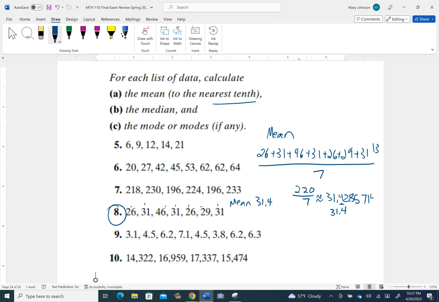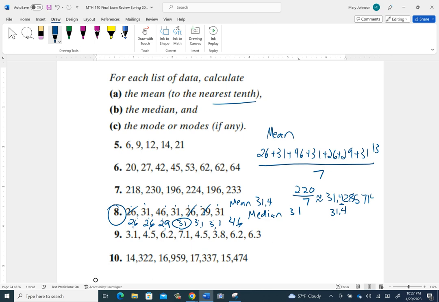The thing with median that people always mess up on is you got to be in order. So it's 26 and then another 26. 29 is next. Okay, I'm going to cross those out. Then I have 1, 2, 3 31s. And then I have a 46. Okay, make sure you got all 7 of them. 1, 2, 3, 4, 5, 6, 7. All right, so then the mean, we already did. The median would be the middle number. So 1, 2, 3 from the top, 1, 2, 3 from the bottom. That would be 31. That would be the median.